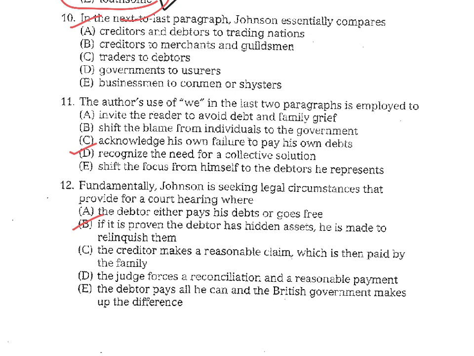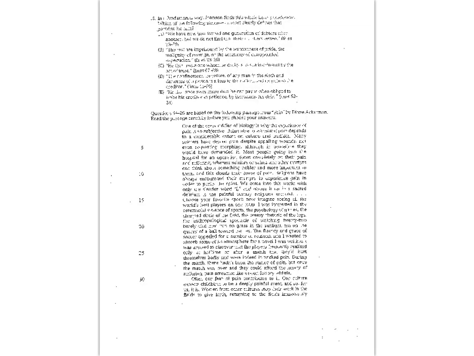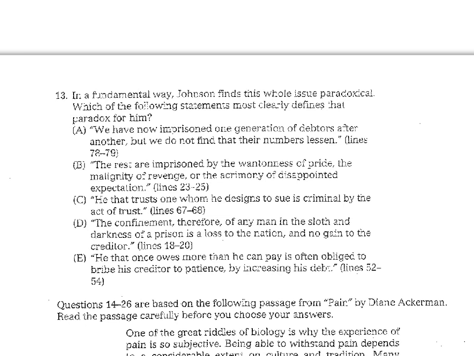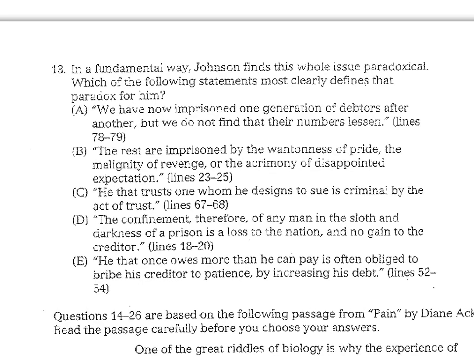All right, so tomorrow... but go to this question right now, because the very last one, 13, since we're talking about it: in a fundamental way, Johnson finds this whole issue of the loans paradoxical. Which of the following statements most clearly defines that paradox for him? I jumped to the end just because of what Annalise was asking about: couldn't you send someone to prison for a loan? It was A or E for me.